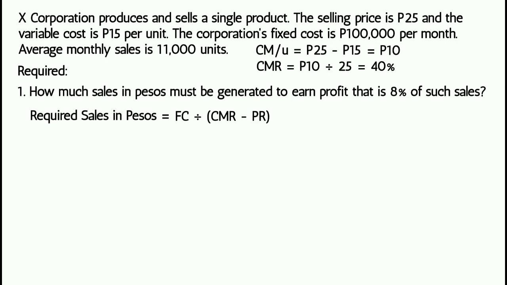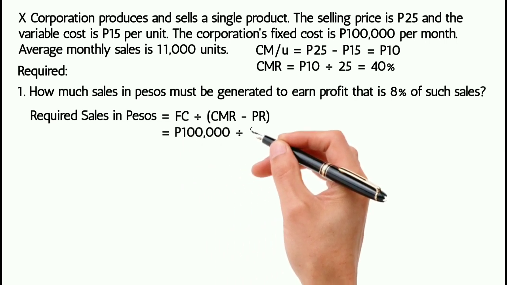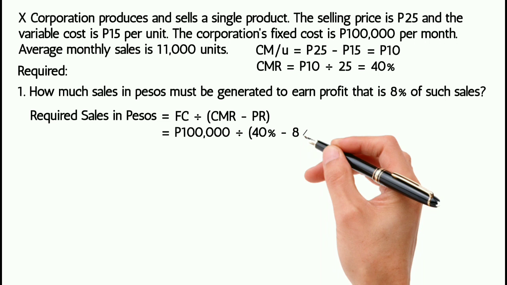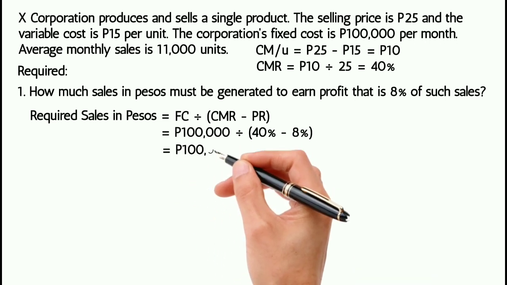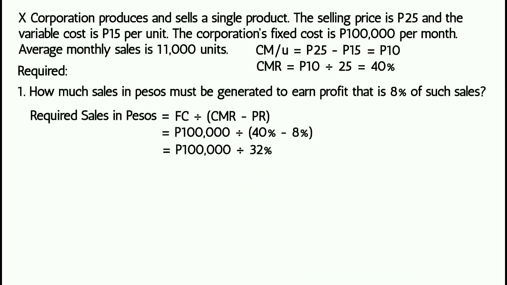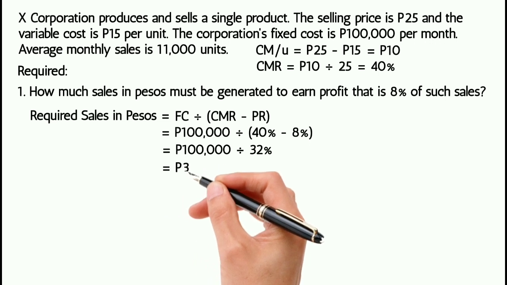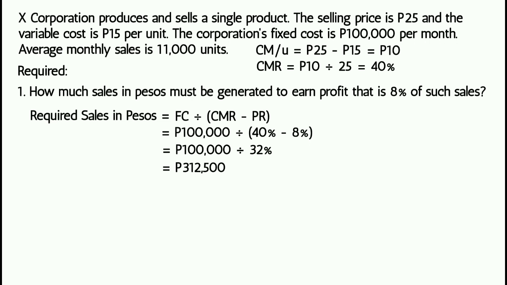At this point, we can now compute the required sales in pesos. 100,000 pesos divided by 40% minus 8%. That will become 100,000 pesos divided by 32%, that is equal to 312,500 pesos. And that is the required sales in pesos.